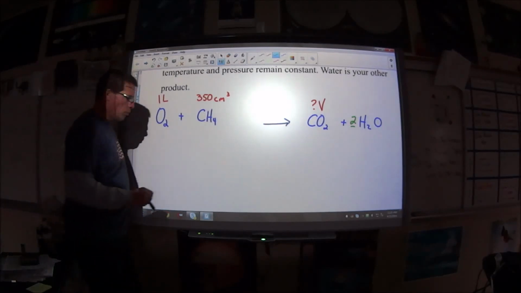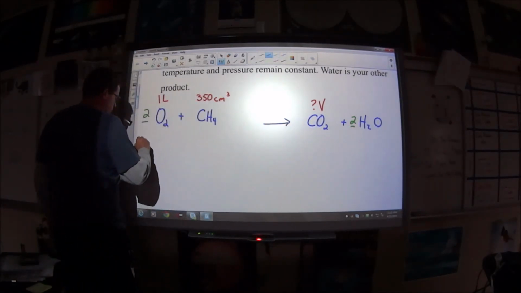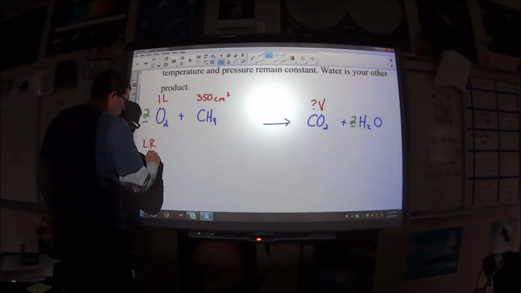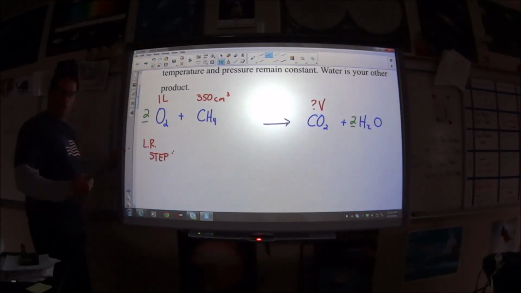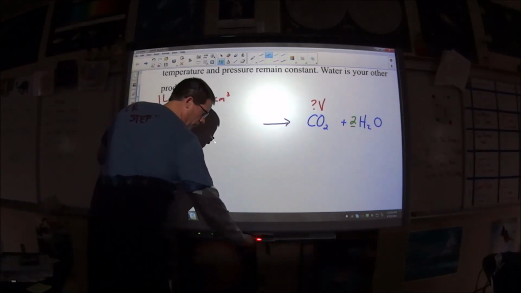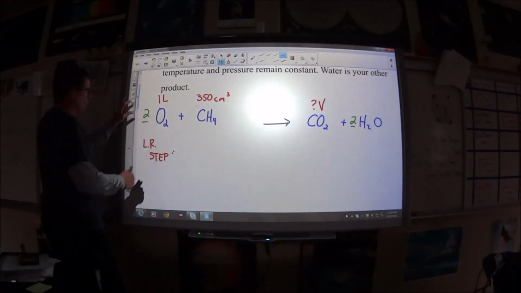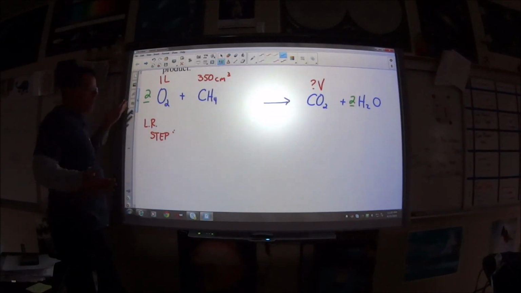Alright, so I need to do what's called a limiting reactant step. I need to find out which reactant will be totally consumed first. Or if you want to find out which will be in excess or have extra, that's also okay. It doesn't matter, pick one. I'll just start with the oxygen, since it's first. You can always start with the methane if you want.